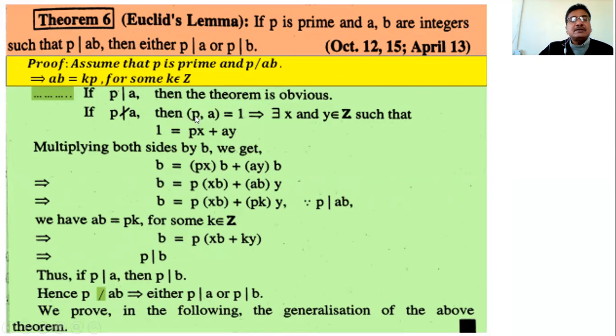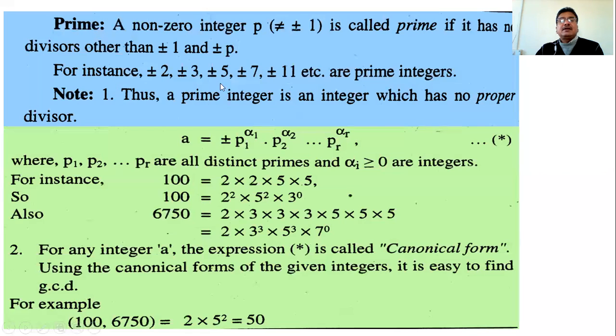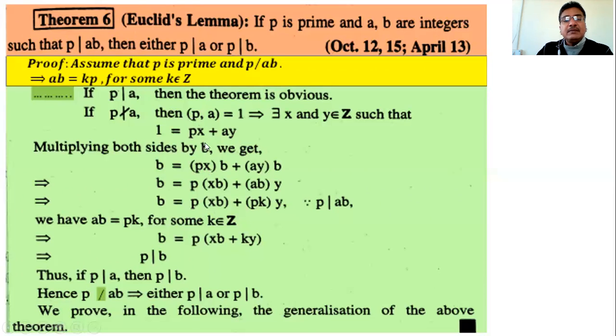So what are the positive divisors of P? The list of positive divisors of P is only 1 and P. These are the only two positive divisors of P, because P is prime. What is the definition of prime? A number is called prime if it has only the divisors plus or minus 1 and plus or minus P. No other number divides P. So the positive divisors of P are 1 and P.